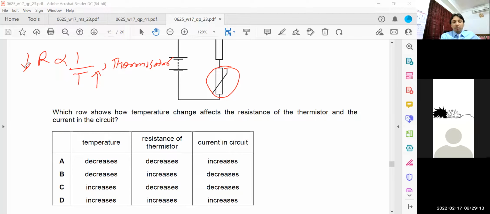In option C, they said if I increase temperature, let me use a different ink here. If I increase the temperature, the resistance will decrease. Yes, resistance will decrease. What about the current? If the resistance is decreasing, current will increase. So this pair is wrong. Similarly, D is also wrong. And let me confirm from the marking scheme also, question 34, the right answer is B. Yes, children.